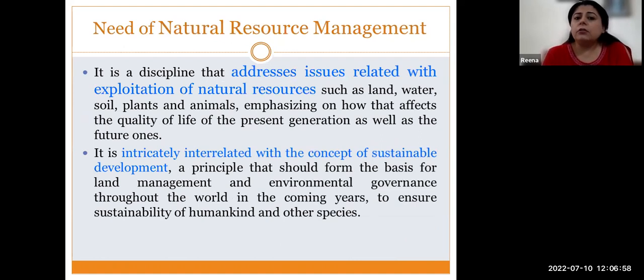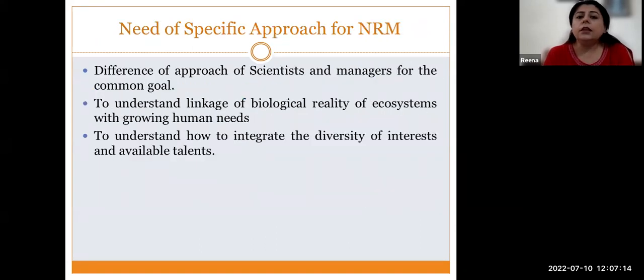This discipline also addresses the issues related to exploitation of natural resources. It also helps you intricately interrelate the concept of sustainable development and how it can impact different varieties of species. Then scientists and managers have different approaches to natural resource management, and you have to integrate these approaches, because if we take an independent approach of management and an independent approach of scientific study, research and development, it will be of no use. For example, these days even the Department of Science and Technology has started introducing industrial partners in any kind of scientific study.